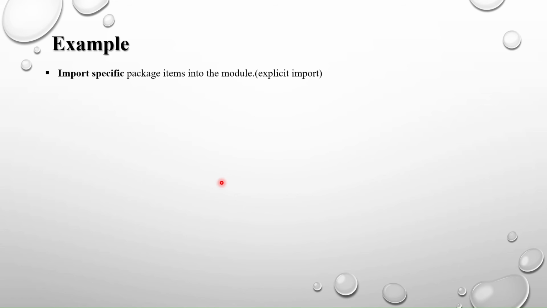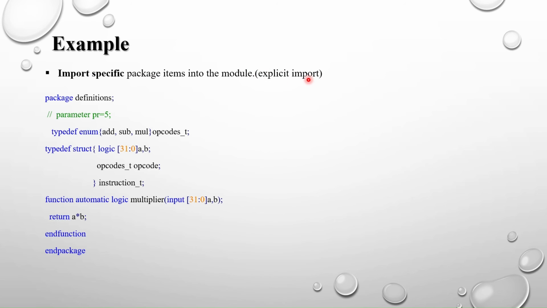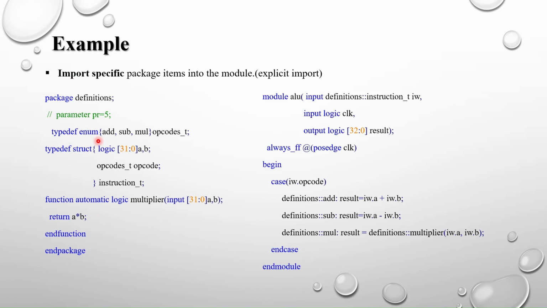We will see one example. The first way to reference the package content: import specific package, also called an explicit import. This is the package. Inside the package I have an enum, a structure and a fully automatic function. This is the multiplication, a star b.